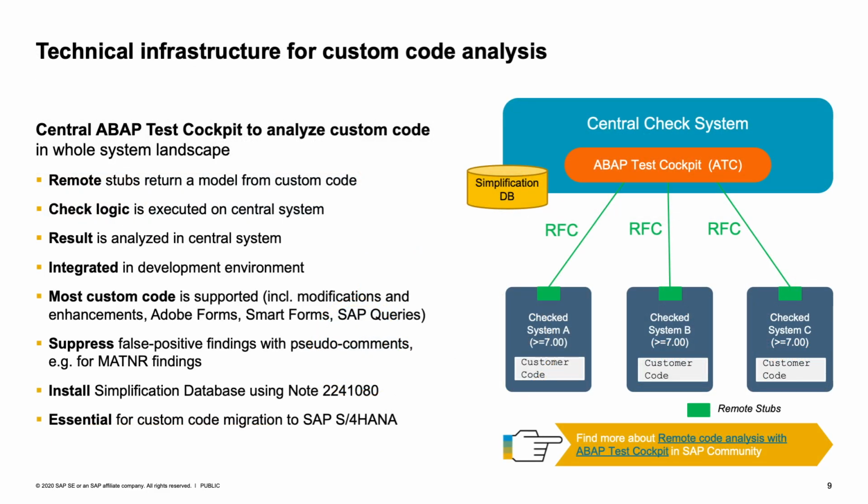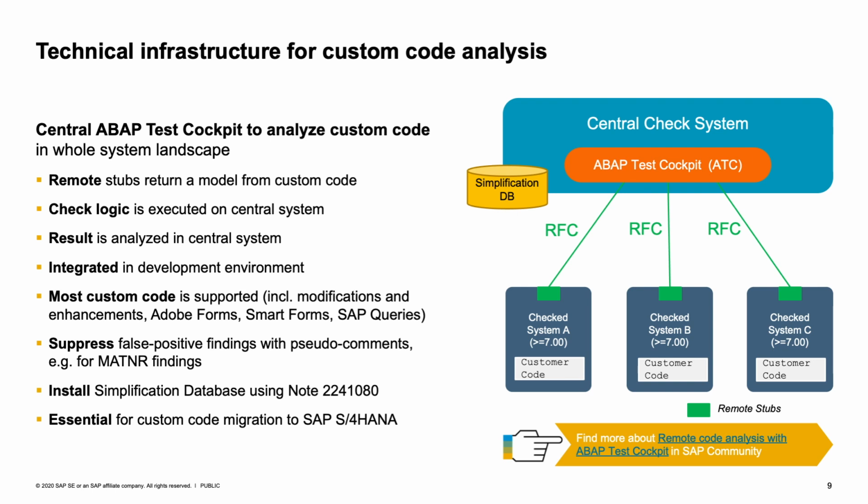The technical infrastructure for custom code analysis is represented by the remote ABAP test cockpit. We started to provide ABAP test cockpit as a remote solution starting with SAP NetWeaver release 751. You can set up one central ABAP test cockpit system in your landscape, based on the SAP_BASIS only release, and you connect this central ATC system via RFC to the systems in your landscape, and in this manner you can check your development systems in the landscape centrally.